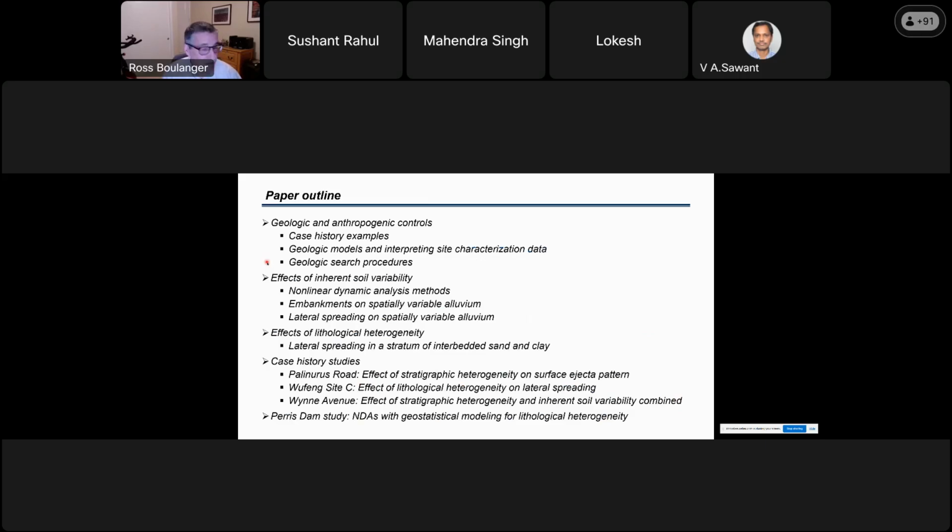With that, that brings me to the outline of the paper. Really what I want to try to do today is motivate you, if you're interested in this, to get a copy of the paper. You'll see that these are the main headings. Start with some review of geologic and anthropogenic controls. We'll look at the effects of inherent soil variability first, then the effects of lithological heterogeneity. Both of these will be using scenario studies. Then we'll look at case history studies, 3 of them that illustrate the application on specific cases.